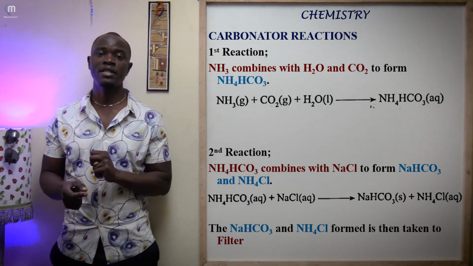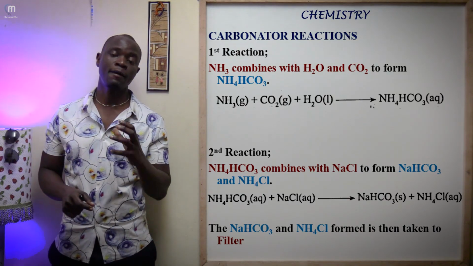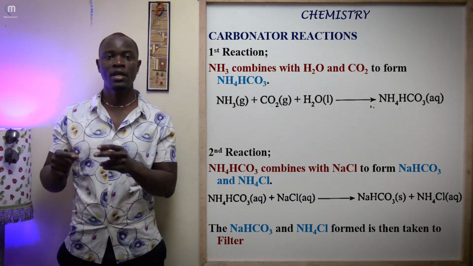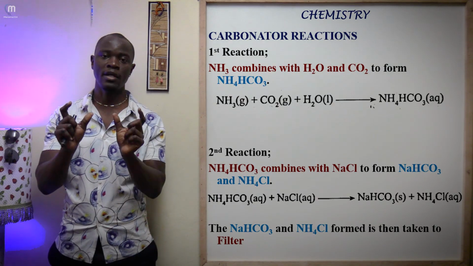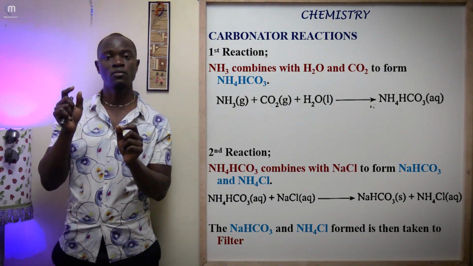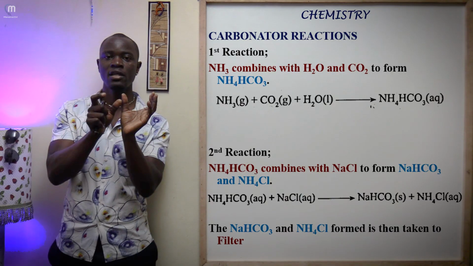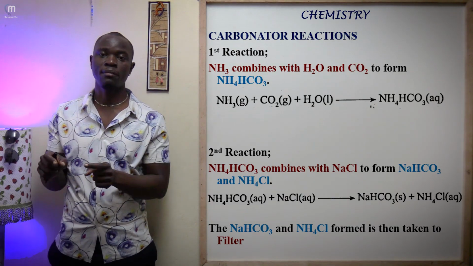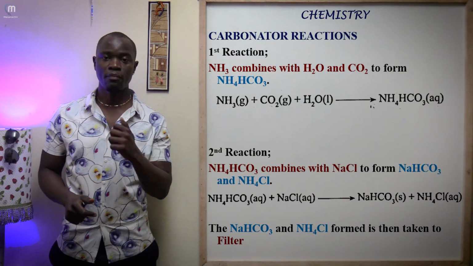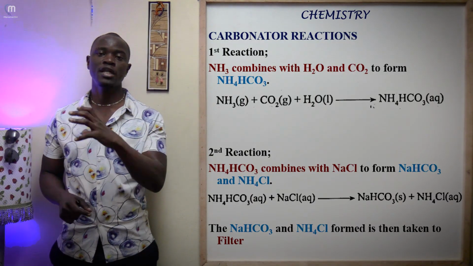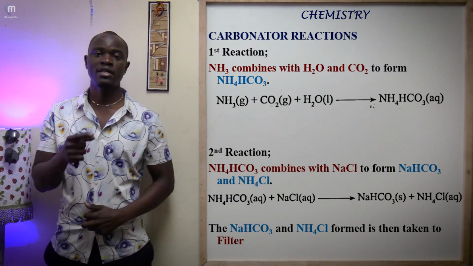For the products to be formed here, you are going to form sodium hydrogen carbonate and ammonium chloride. Yes, they have exchanged the anions between sodium and ammonium. You can see the chloride from sodium has gone to the ammonium, and the hydrogen carbonate from ammonium has been taken by sodium. They have just exchanged the anions. So the products obtained here will be sodium hydrogen carbonate and ammonium chloride. That is the second most important reaction that takes place in the carbonator.